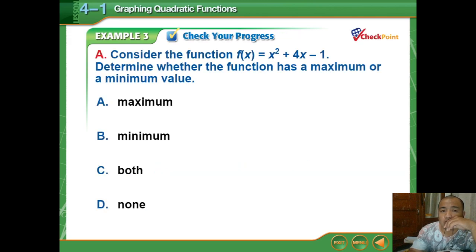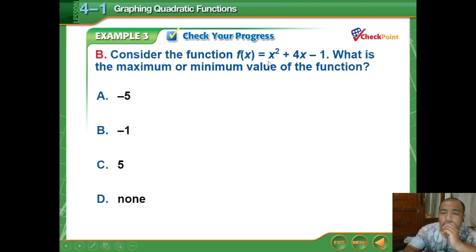Check your progress. Consider the function f of x equals x squared plus 4x minus 1. Determine whether the function has a maximum or minimum value. Of course, a is positive, so it opens upwards, so it has a minimum value.